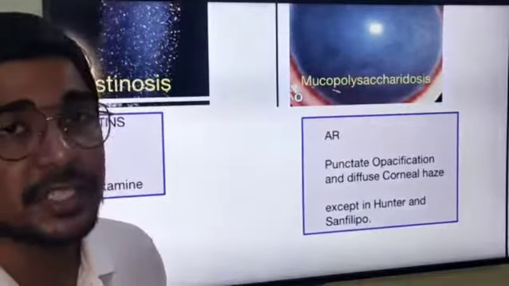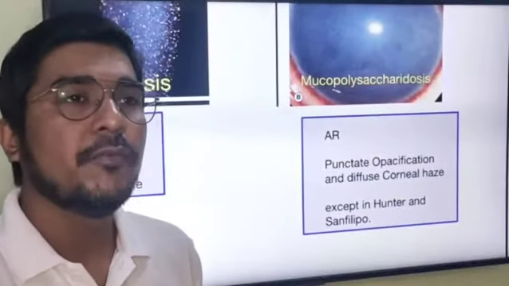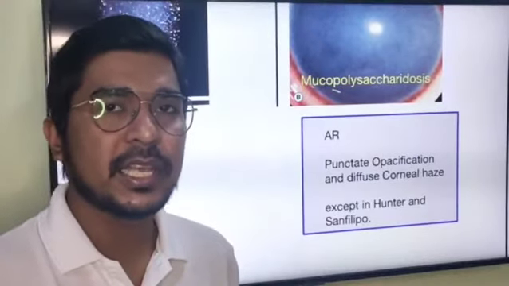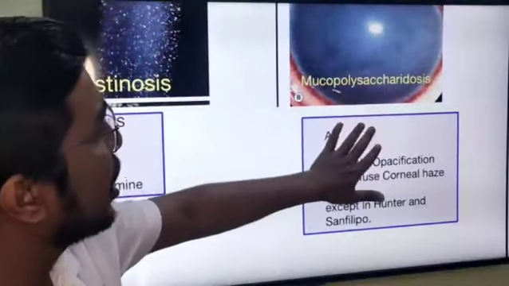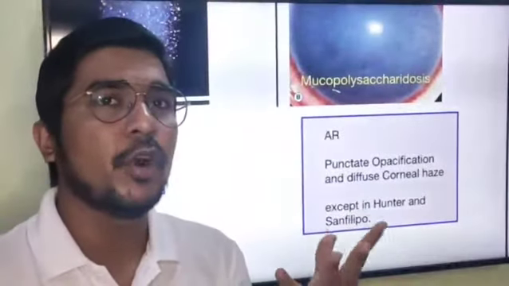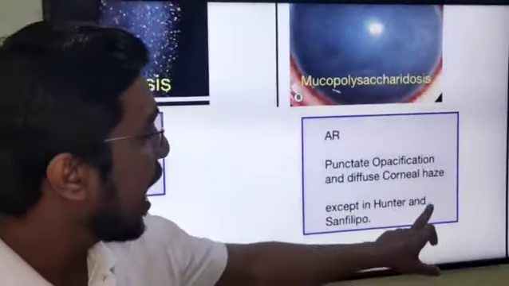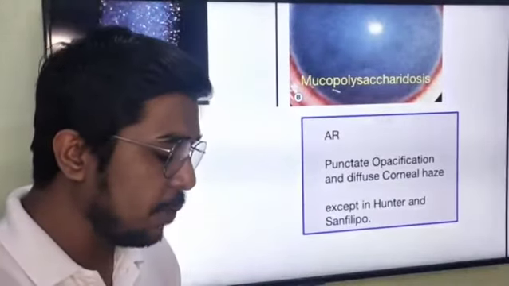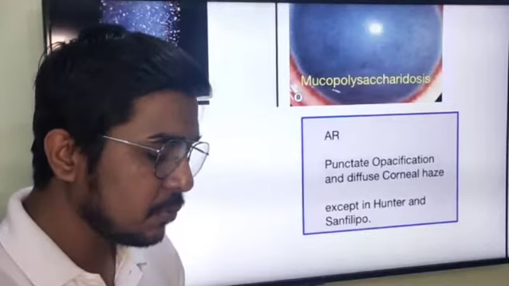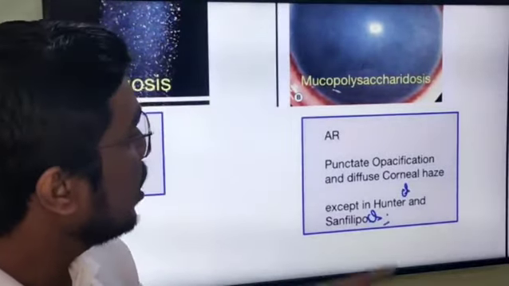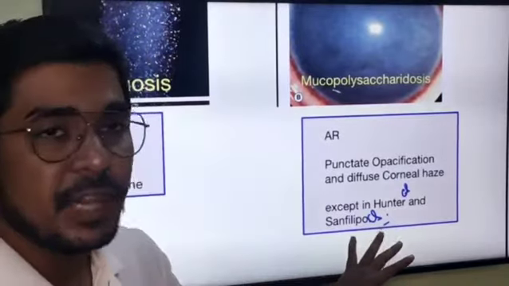This is mucopolysaccharidosis. But what is most important from the MCQ point of view is that in all types of mucopolysaccharidosis, you will find this type of feature. But there are two exceptions which are important for the MCQ, that is Hunter and Sanfilippo. So you have to remember this point, and this is very important as far as the MCQ is concerned. Okay, so remember this: Hunter and Sanfilippo.